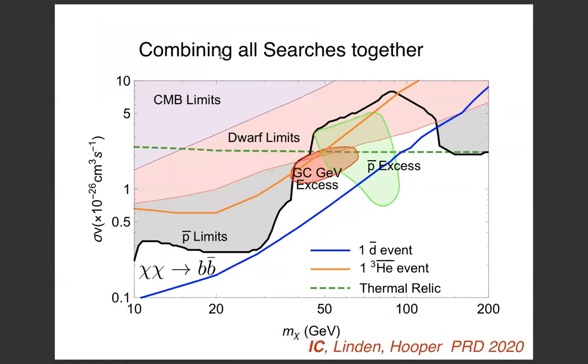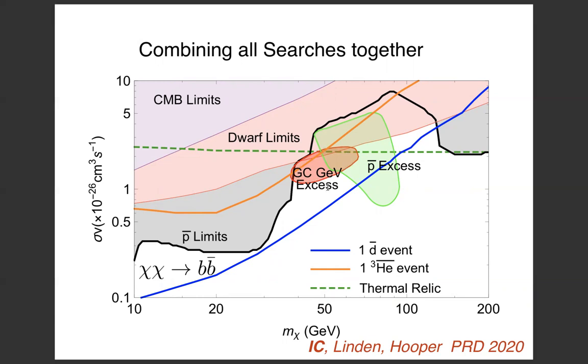And I'm going to conclude by combining all searches together, again, in this parameter space of mass versus cross-section, for a dark matter particle, assuming this dark matter particle goes directly to BB bar. This part of the parameter space is excluded by CMB limits. This part of the parameter space is excluded by dwarf spheroidal limits from observations in gamma rays towards nearby dwarf spheroidal galaxies. The black solid line is the 2 sigma limit from antiprotons for a combination of different ISM assumptions.